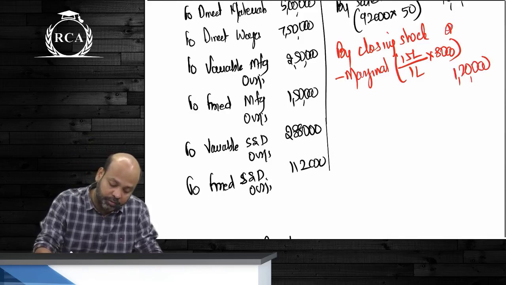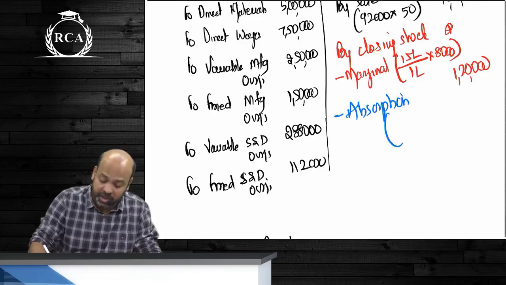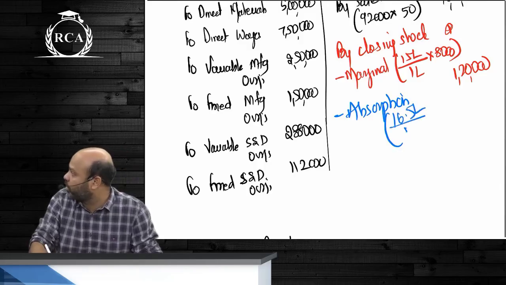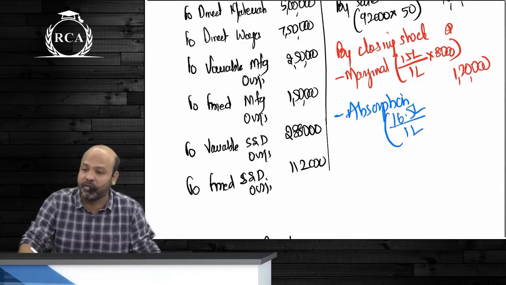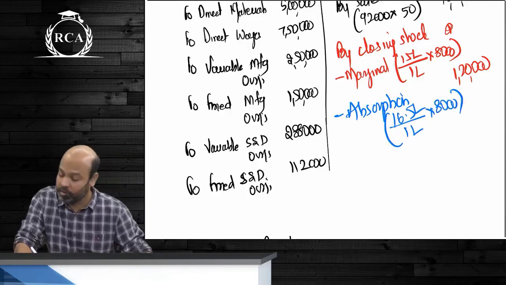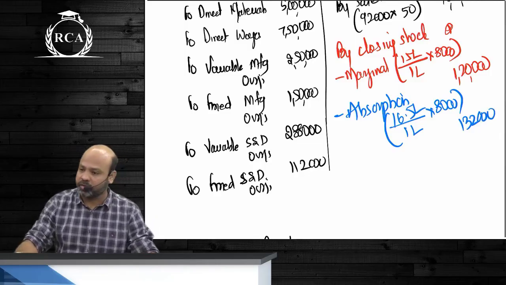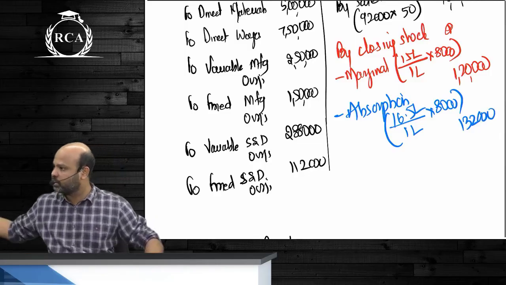अगर वही बेटा you are following absorption costing, 16.5 lakhs is the cost of how many units? 1 lakh units. We have manufactured. We have how many in stock? 8,000. कितना हो जाएगा? This will be the difference, guys, between marginal costing and absorption costing. Accordingly, the profit will change.